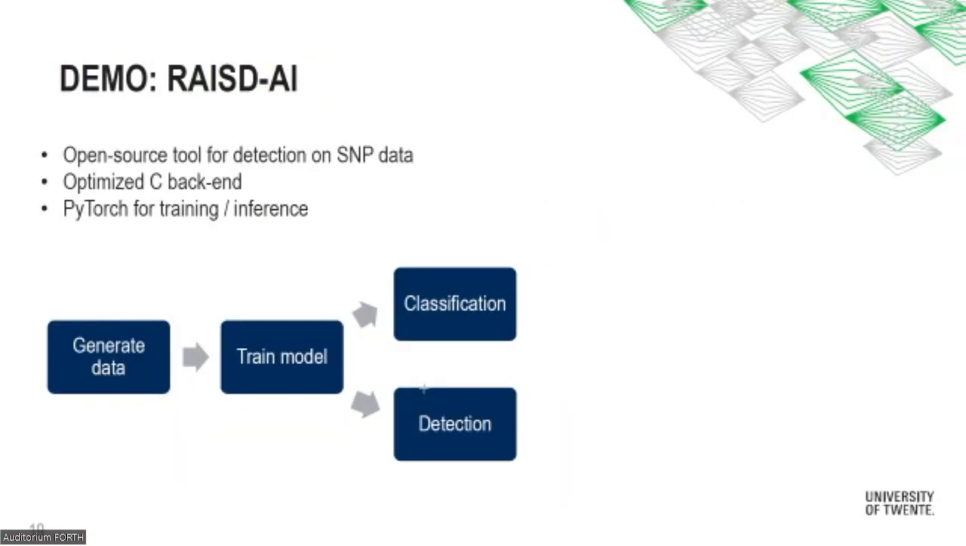We have implemented this method in an open source tool that is nearly released, which is an extension of an existing tool called RAiSD. RAiSD uses summary statistics to detect selective sweeps, and RAiSD-AI is extended by using the methods that are presented here, and it makes it very easy to train your own models on any kind of data and to perform selective sweep detection in a short amount of time. And it uses an optimized C backend and PyTorch for training and inference of models.